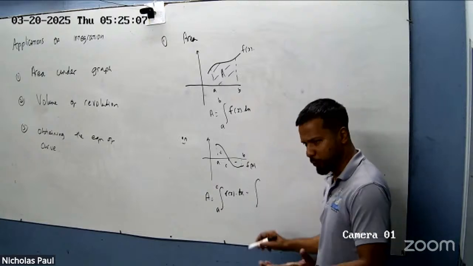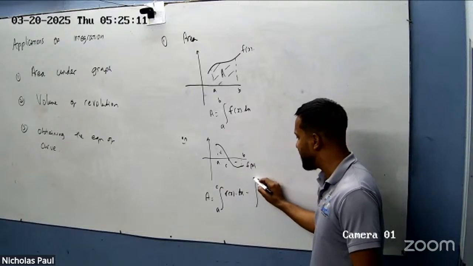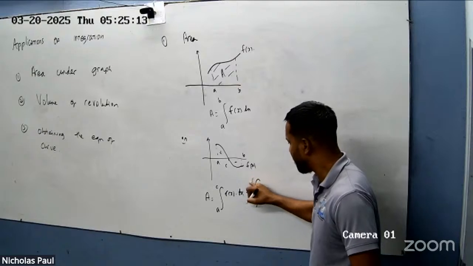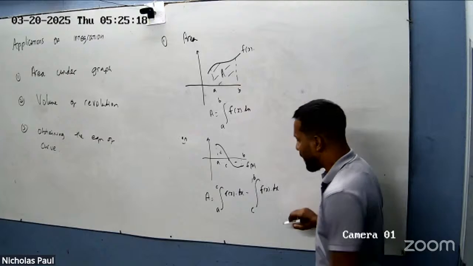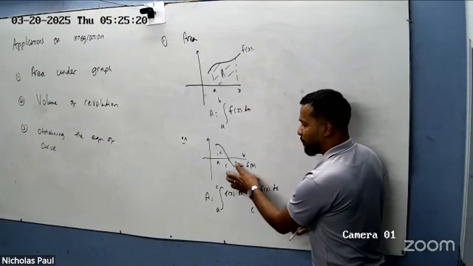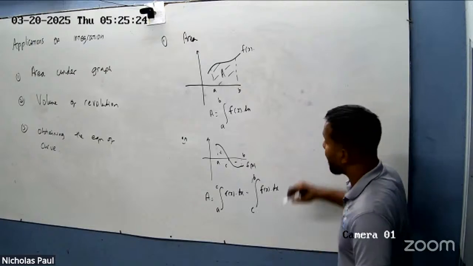Or you could do that here. You could flip it around, but then we integrate between B and C of f of x. You put a negative sign in front of the part below the axis. That's okay?